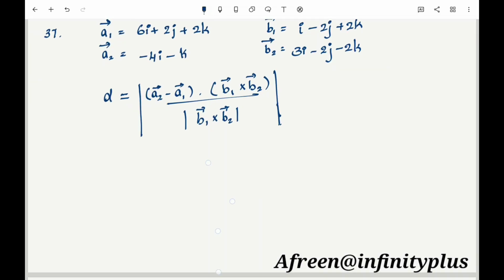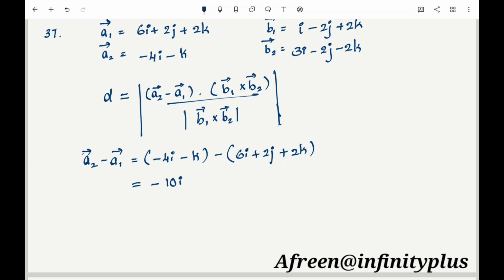So let's solve A2 minus A1 first in order to substitute in this formula. In order to find A2 minus A1, you have to subtract each component of I, J and also K. You will get minus 4i minus 6i, which is minus 10i, and since J component is not there, it is 0 minus 2j. So you will get minus 2j. So minus k minus of plus 2k, so you will get minus 3k. So this is the vector A2 minus A1.